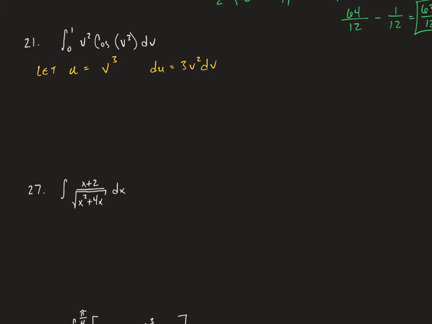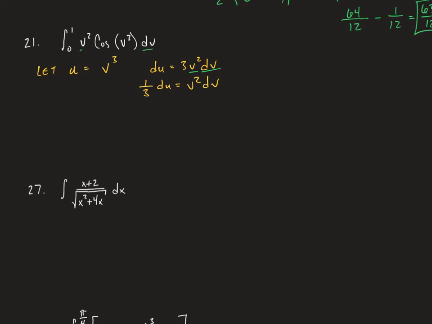So let's make sure that these are all components I need. Do I need the dv? Yes, I do. Do I need the v squared? Yes, I do. That's going to be really helpful. But the 3 is not going to be something we're going to need. So I'm going to reuse or repurpose that 3, send it to the other side. v squared dv.